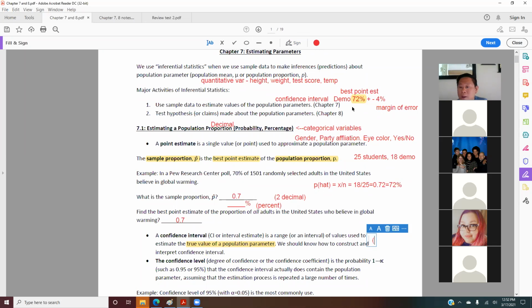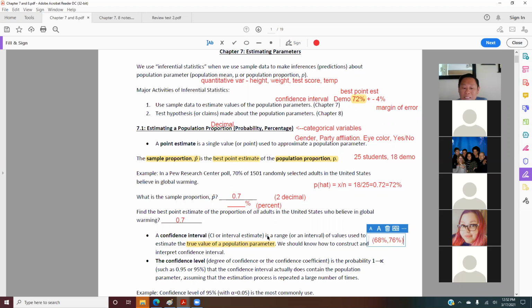Anyone know how to figure out your lower and upper limit? You said 72 and the 4 up there. Yep, 4 is the margin of error. So how you find your lower, you just subtract these two, right? 68%. And what is your high? 76. So in your StatCrunch, they will give you these two numbers.